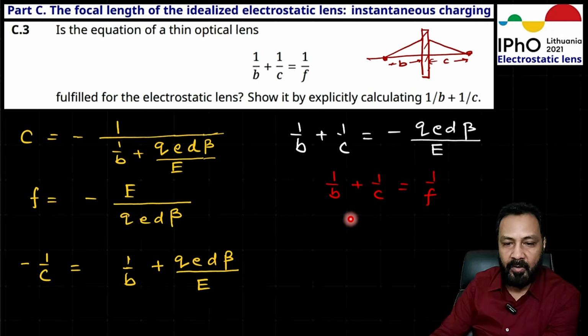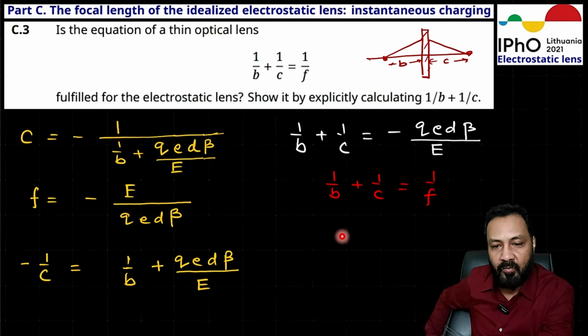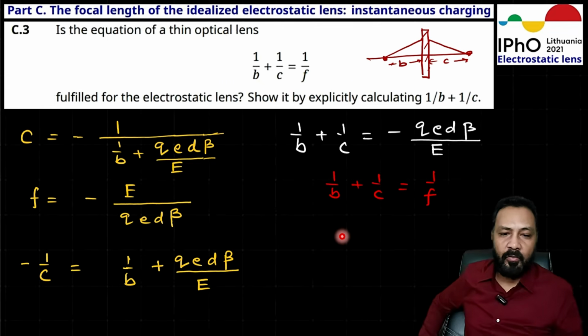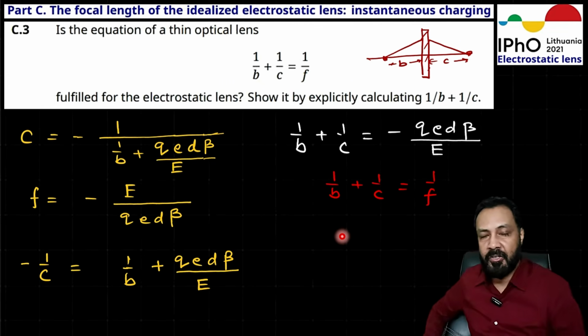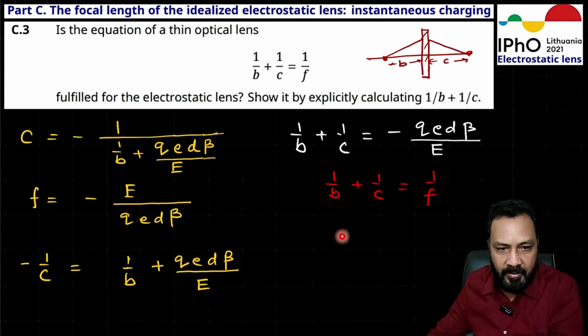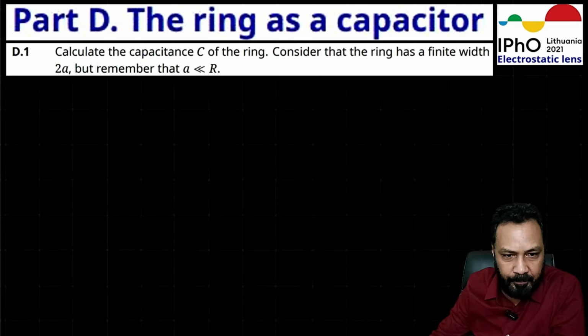So we have obtained 1 by b plus 1 by c is equal to 1 by f, satisfying the lens formula. So this equation of the optical lens is fulfilled by the electrostatic lens. So it is indeed the focal length of this optical lens. So part C is done.